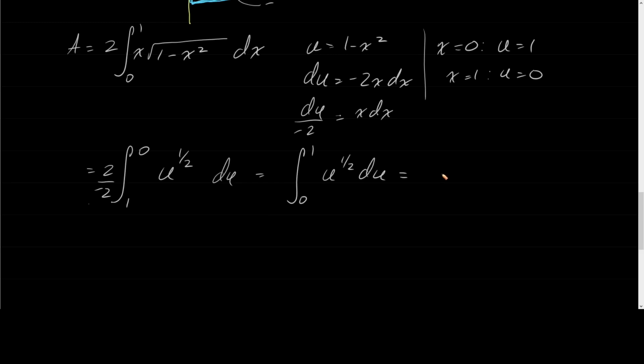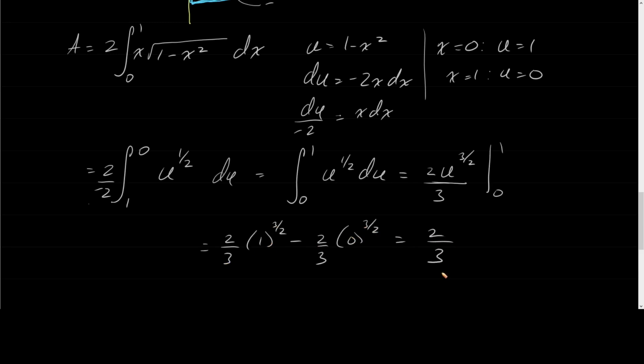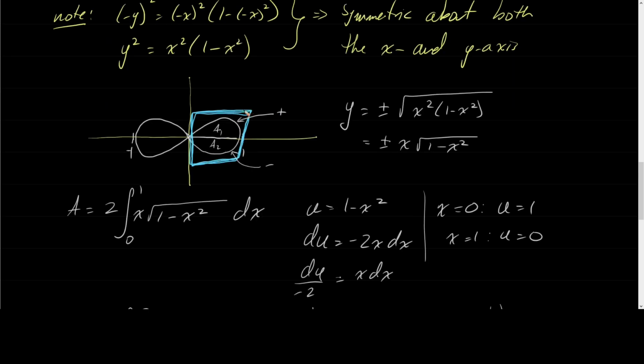In here, the integral of u to the 1/2 is u to the 3/2 divided by the new exponent, which is the same thing as multiplying by the reciprocal. And we're doing this from 0 to 1. When we do that, we end up with 2/3 times 1 to the 3/2 minus 2/3 times 0 to the 3/2, which is just 2/3, right? That 2/3 represents that entire area right there in blue, because again, we multiplied that area 1 times 2 to get that entire area.